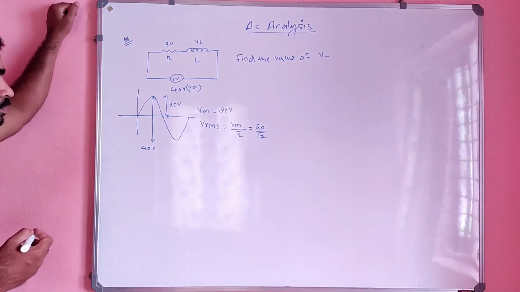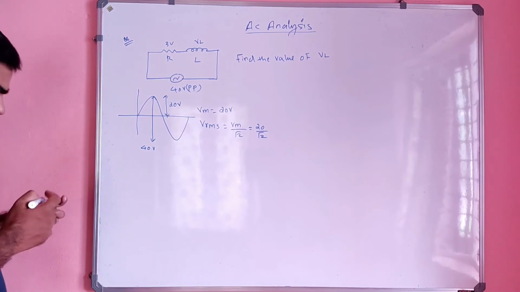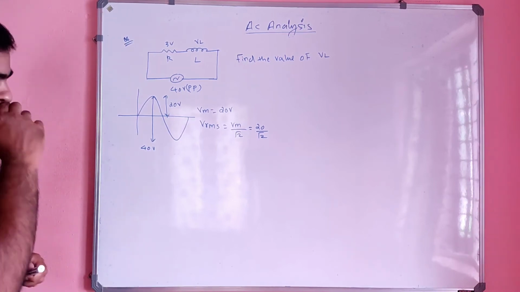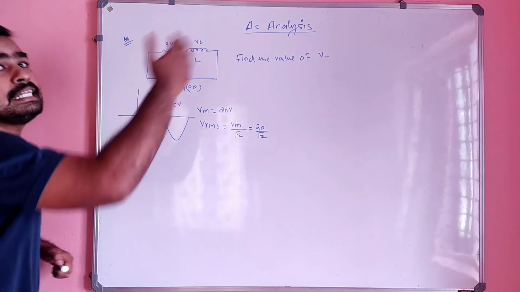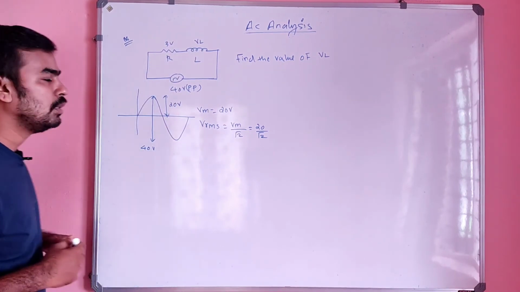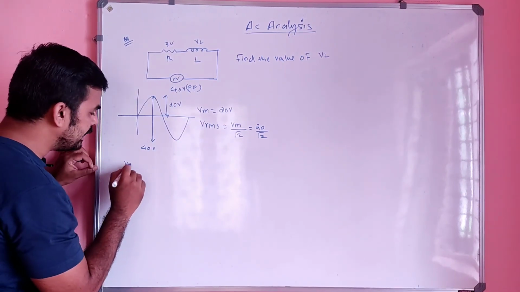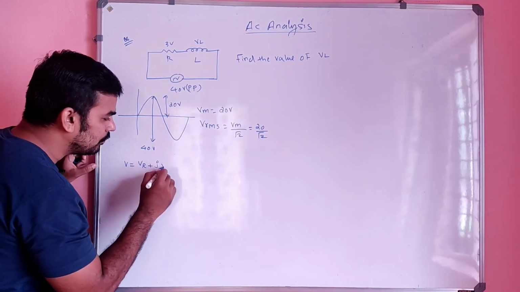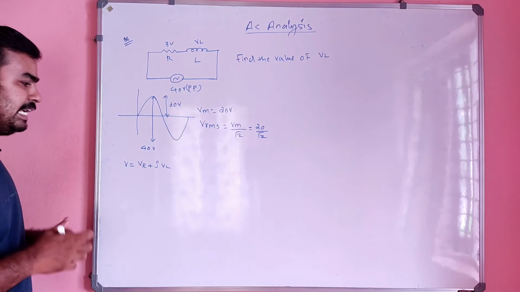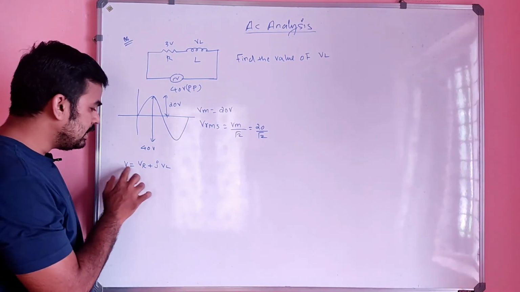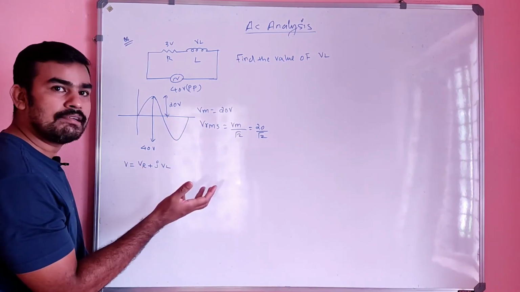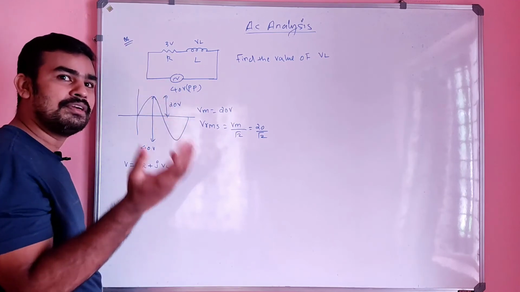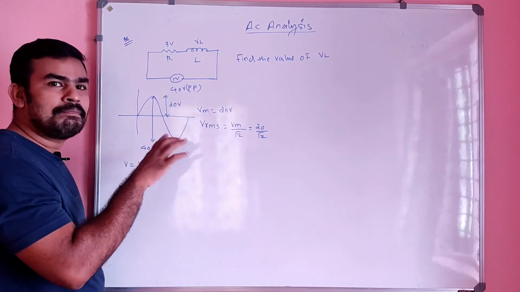So we know that in the phasor diagram we learned in an RL circuit, what will be the equation for voltage V? V is nothing but VR plus j into VL. Is it correct? In an RL circuit, V is nothing but VR plus j into VL, right? We already learned, no? Because Z is equal to R plus jXL, right?